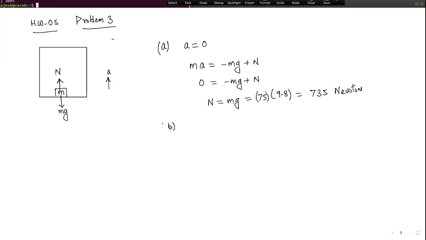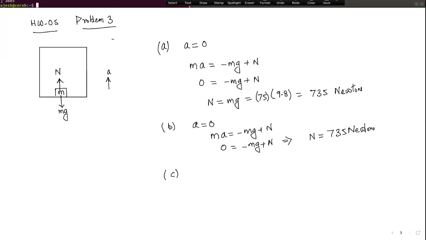In part B, we are told it's moving upward at constant speed. If it's going at constant speed, acceleration is still zero. It doesn't matter whether it is going upward or downward. You still have the same equation. So it's ma is equal to minus mg plus n. So acceleration is zero still. So it's minus mg plus n. So that immediately implies that n would remain the same. So it's 735 newtons. So nothing changes. So notice you're still moving in the elevator, but just movement is not necessarily sufficient. We need to have acceleration.